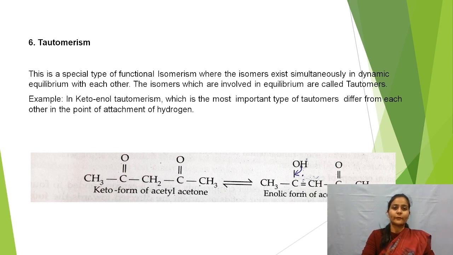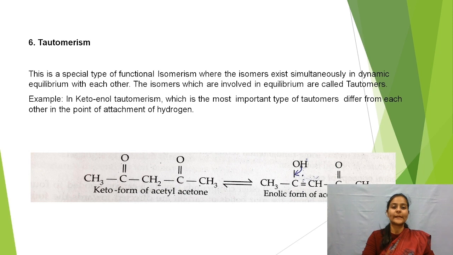Next type of structural isomerism is tautomerism. In general, we discuss keto-enol tautomerism in this isomerism. In this isomerism, the point of attachment of hydrogen varies, but similarly here, the molecular formula will remain the same.